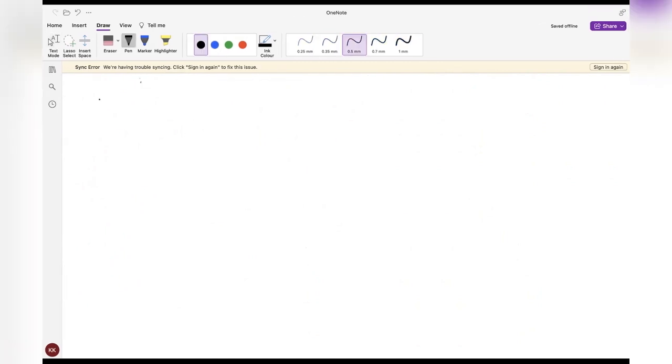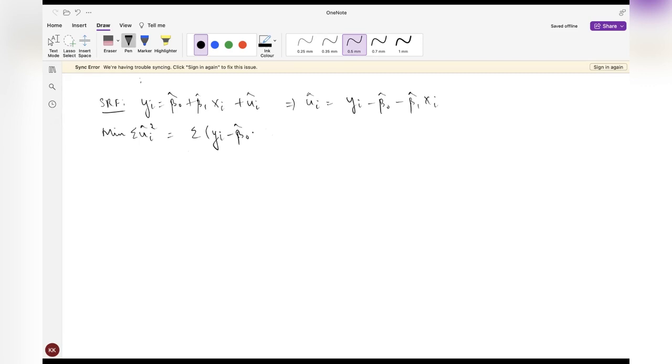Now, remember what our SRF was? Our SRF was given as yi is equal to beta naught hat plus beta 1 hat into xi plus ui hat, right? And the residual therefore can be written as yi minus beta naught hat minus beta 1 hat into xi. Now our objective is to minimize the sum of squared residuals, right? So we will be simply plugging in the value of a residual term here, which is equal to yi minus beta naught hat minus beta 1 hat xi whole square.